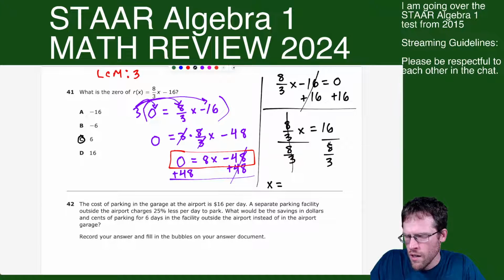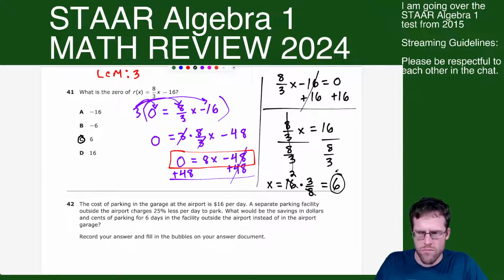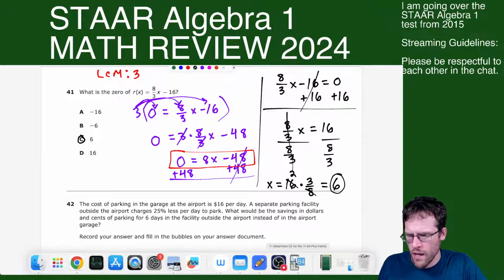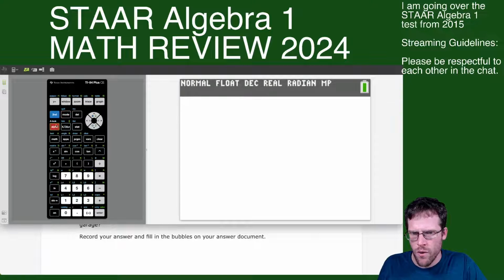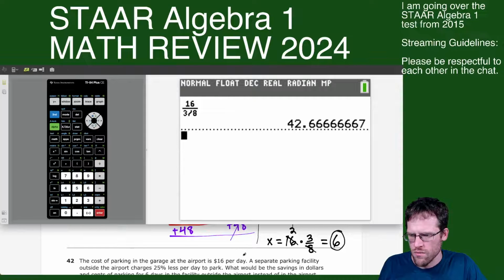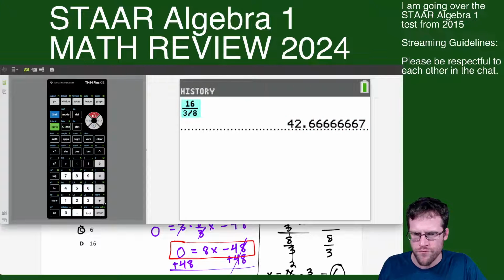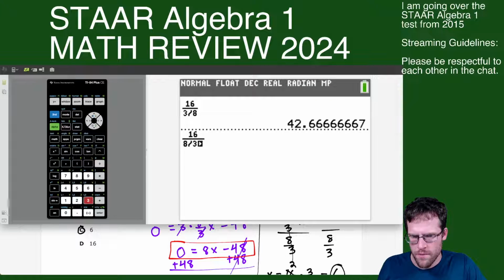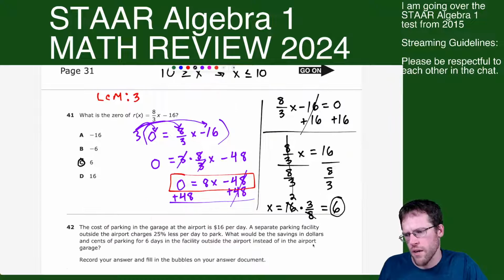And you've got x equals, and now you could use keep, change, flip. You keep the top, 16, times, and then you flip the bottom fraction like this. And now 16 over 8 is 2, and 2 times 3 is 6. So if you're comfortable with the fractions, then just do math. If you got that far and you're like, oh no, fractions, then you could just go alpha y equals enter. And you're doing 16 divided by 8/3, sorry. So I just type this in. I see I get 6. All right, or just do it by hand, either way.